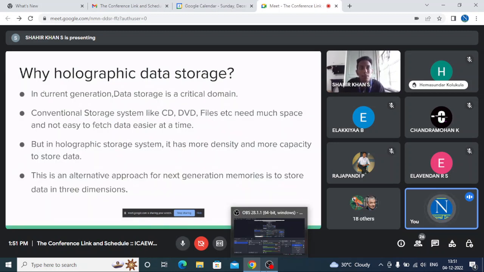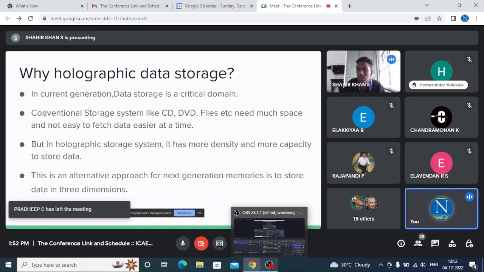Why holographic data storage? Data storage is a critical domain. DVD, CD. For this, holographic data storage can identify any hologram-based data. A hologram storage system has higher density and more capacity to store the data.